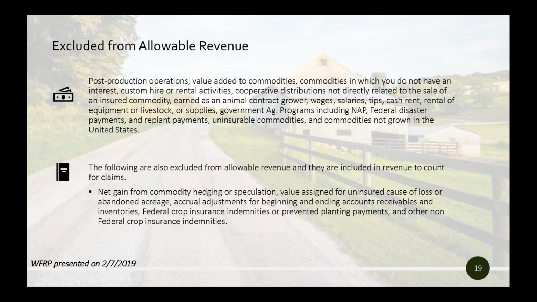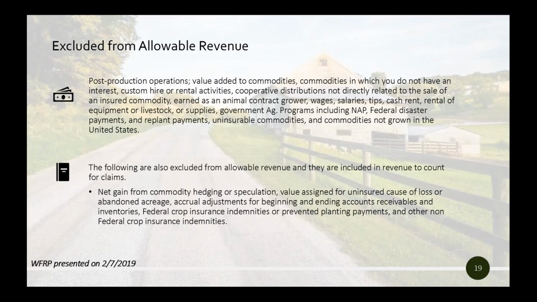Just looking at this slide, you might take a little time to read that before we move on. So post-production operations. That is the value added to commodities or commodities in which you don't have an interest, custom hire or rental activities, cooperative distributions not related directly to the sale of an insured commodity, and income earned as an animal contract grower. So if you've got a feedlot and you're feeding other people's animals, you're acting as a contract grower. So that's all the kind of things that you need to make sure that your agent is aware of.